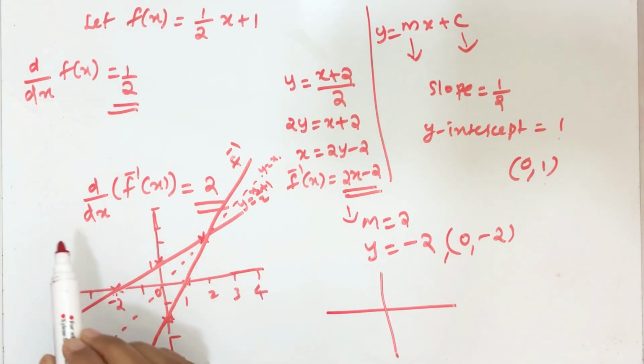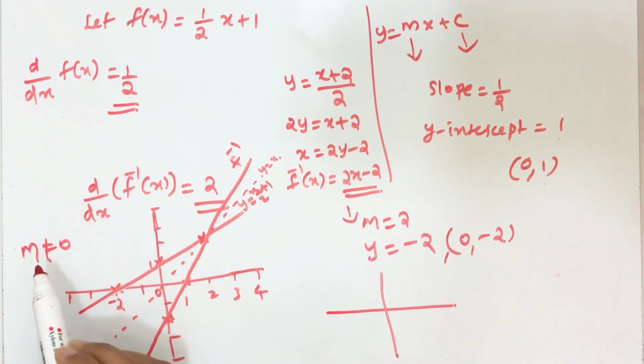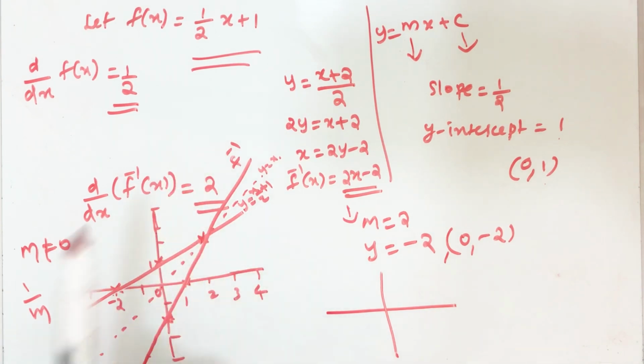So if a non-horizontal or non-vertical line has the slope m not equal to 0, then its reflection across the line y equal to x has the slope 1 by m. So you may get why we are taking non-horizontal or non-vertical lines. There we will get a slope equal to 0, then here 1 by m is not defined. Here we have seen the reciprocal relation of slopes of a graph and its inverse in the case of non-horizontal or non-vertical straight lines. This relation holds for other functions also.